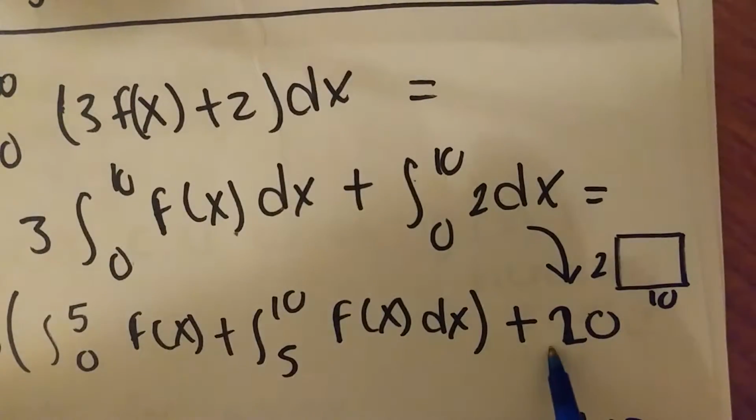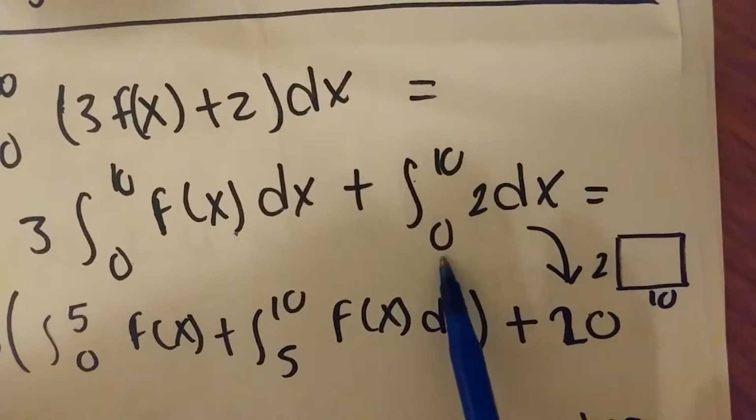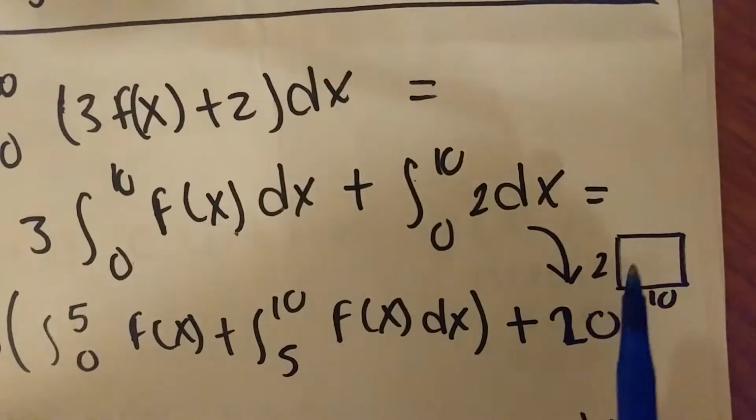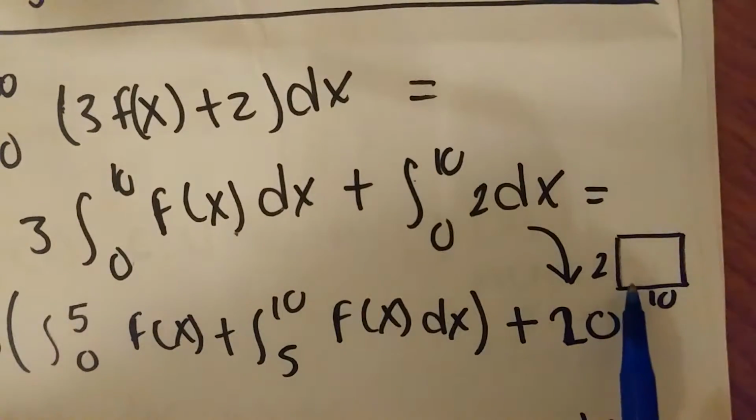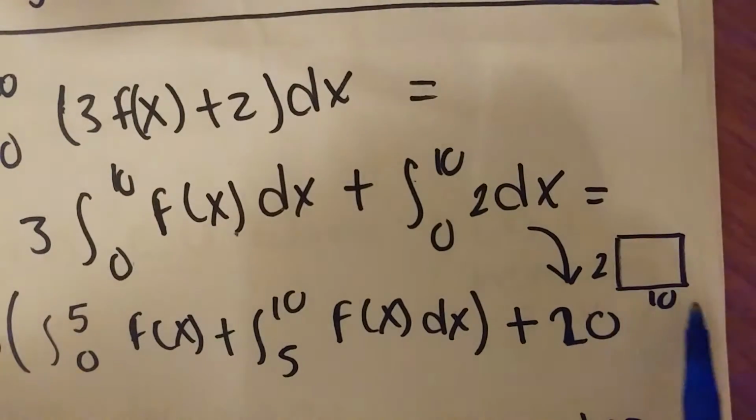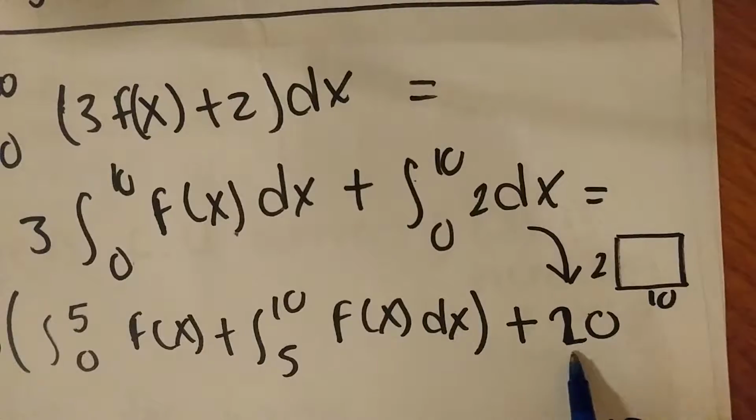I've simplified this into 20 because 2 dx, the integral of that with the bounds of 0 and 10, just imagine it's like a rectangle. It would have the base of 10 and the height of 2, and the area of that would be 2 times 10, which is 20.